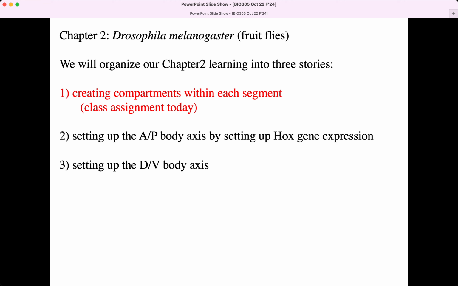When you're holding hands, there's no mixture. There's a segregation. There's an invisible line between the 2 teams. And the line is called the compartment boundary. Okay?